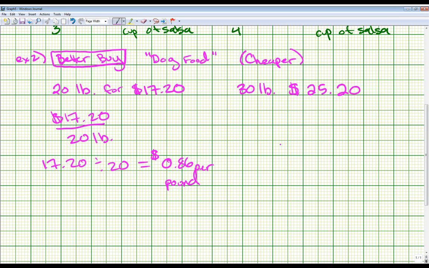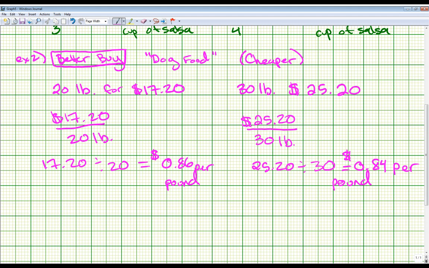All right, so let's do the same thing on this side. Remember, our dollar amount goes on top. So we're going to put $25.20 for 30 pounds. So in our calculators, we would do 25.20 divided by 30 pounds. That would end up giving us 0.84. So very close, but this one is 84 cents per pound.